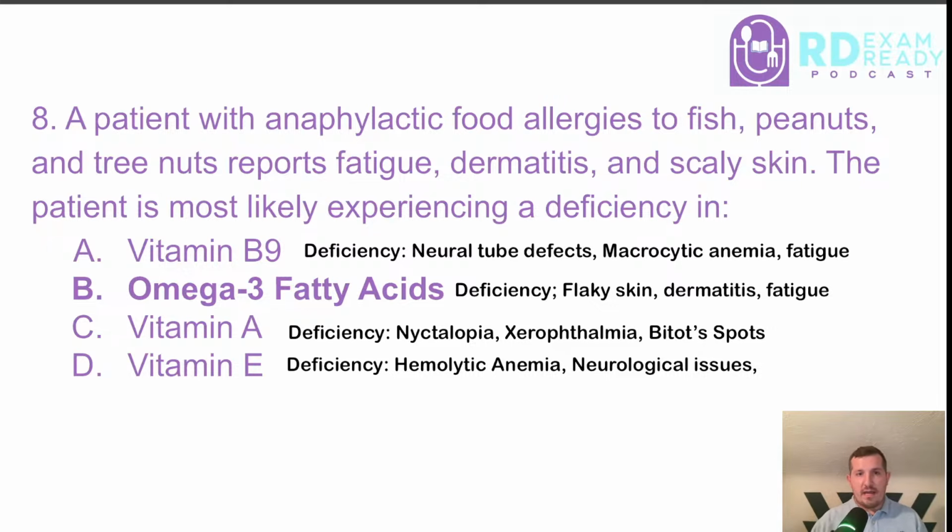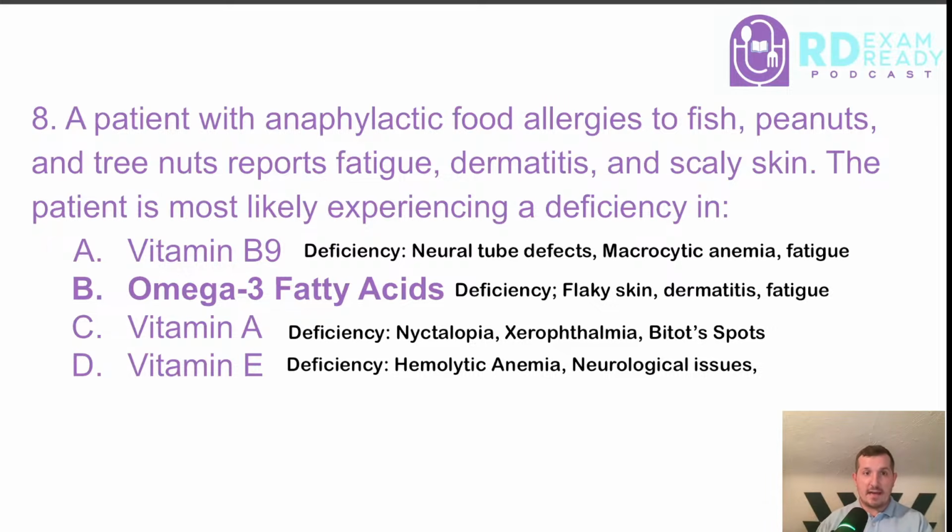Okay. Omega 3 fatty acids directly from the text is going to lead to flaky skin, dermatitis, and fatigue. That's what typically occurs when you don't get your omega 3s and some of those essential fatty acids, these issues here. With vitamin E, which still I think is a good answer, folks, because we all take that, like we take it for our skin, right? We all think of the skin and oil. We think of moisturizing on our skin when we think of vitamin E.